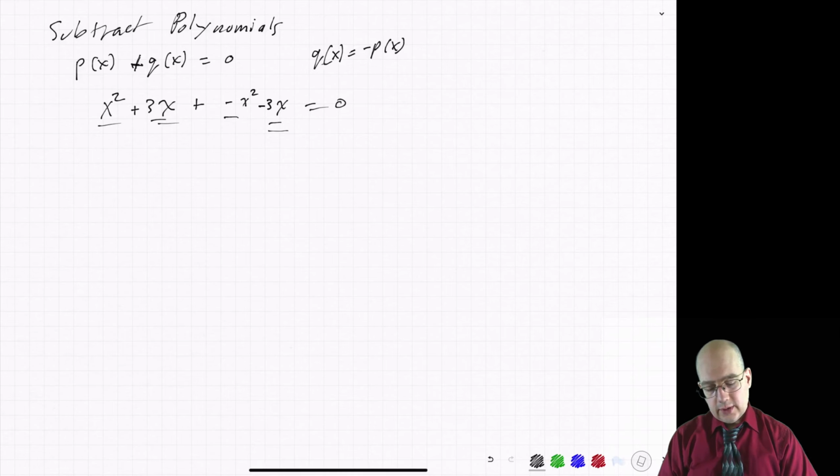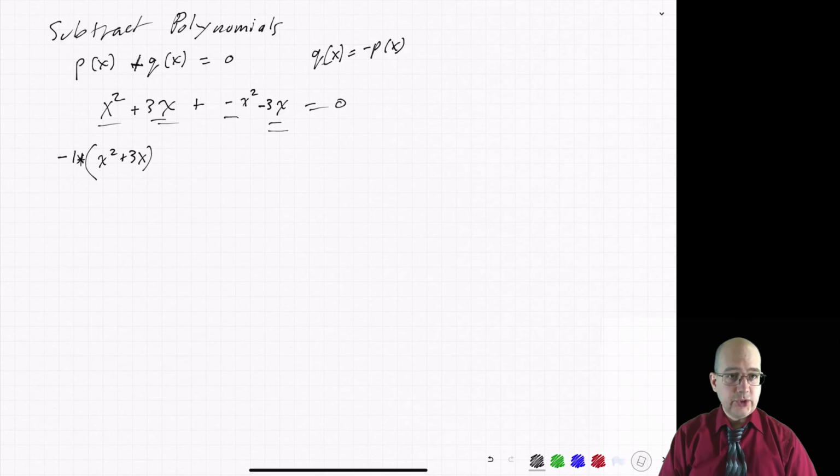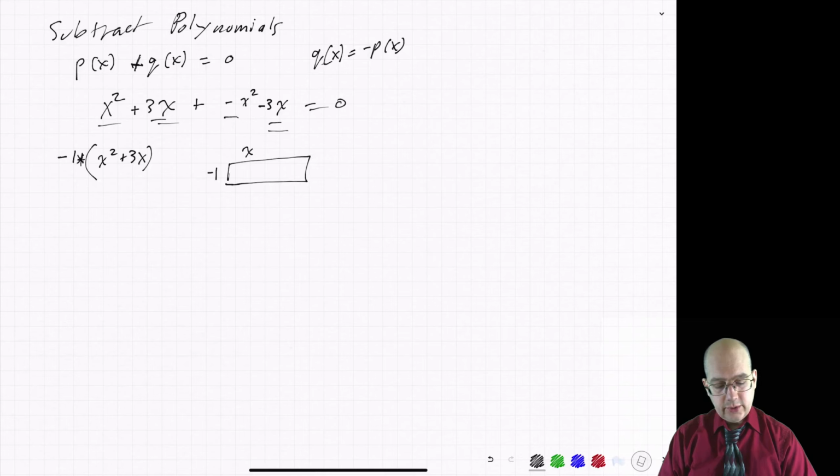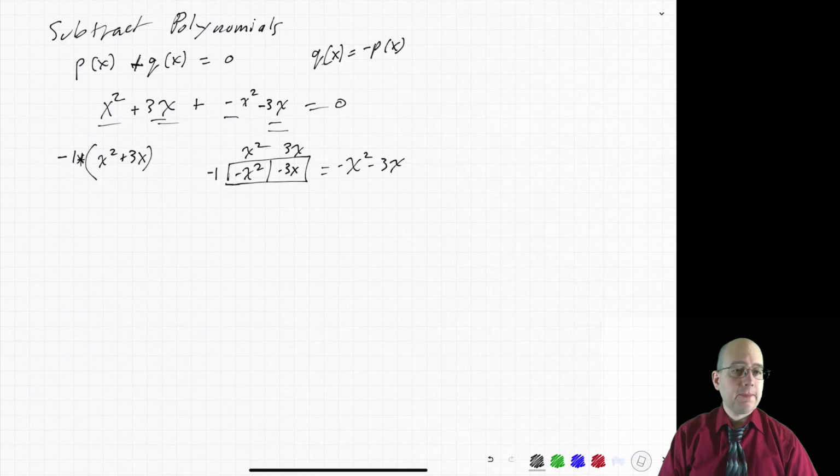You can also think of it as minus 1 times x squared plus 3x. And so distribute that any way you like. I'm going to go with a small little grid because I like it. Minus x squared and minus 3x. And so that's just minus x squared minus 3x, right? That's basically it.